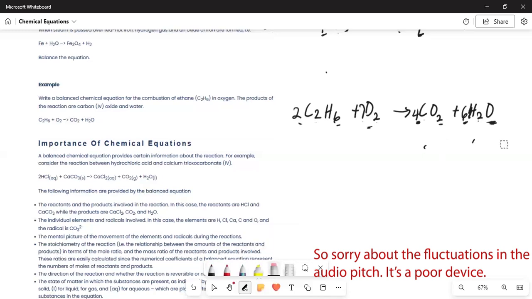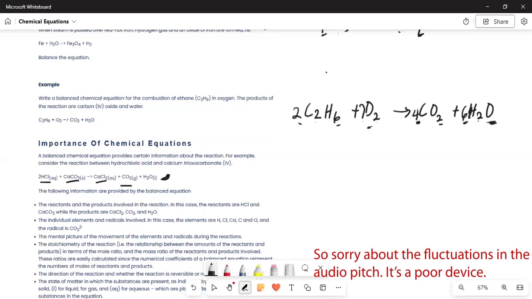The importance of balancing a chemical equation. Why do we have to balance a chemical equation? The following information is provided by a balanced chemical equation. It tells us the reactants and the products involved in the reaction. As in this reaction, what are the reactants? The reactants are HCl and CaCO3, that is hydrochloric acid and calcium carbonate. While the products are calcium chloride, carbon(IV) oxide, and water. So a balanced chemical equation tells us the reactants and the products involved.